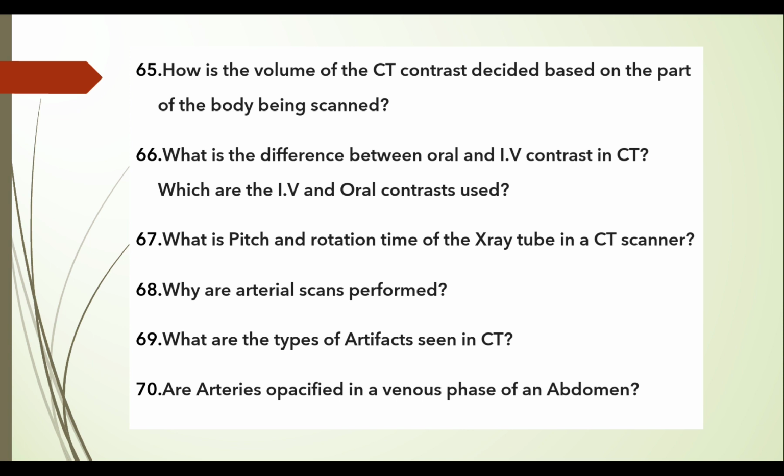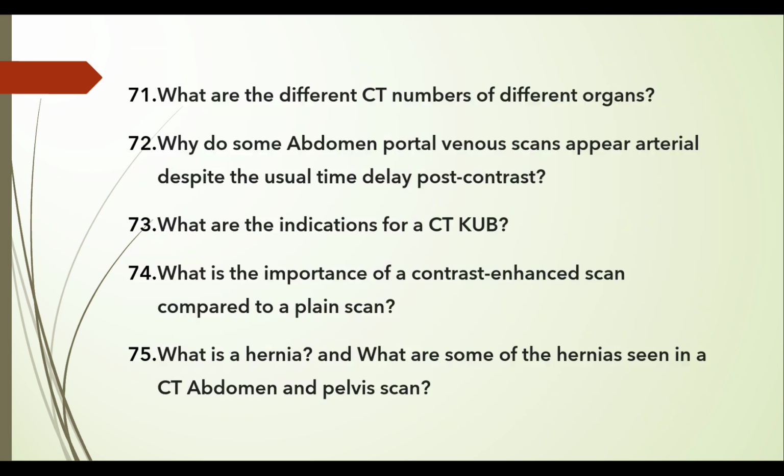What are the types of artifacts seen in CT? Are arteries opacified in a venous phase of an abdomen? What are the different CT numbers of different organs? Why do some abdomen portal venous scans appear arterial despite the usual time delay post-contrast?